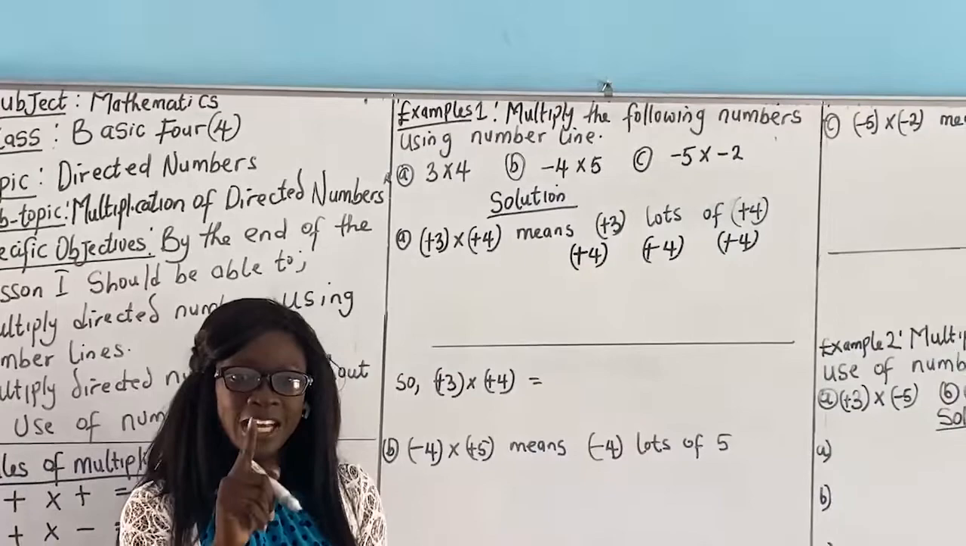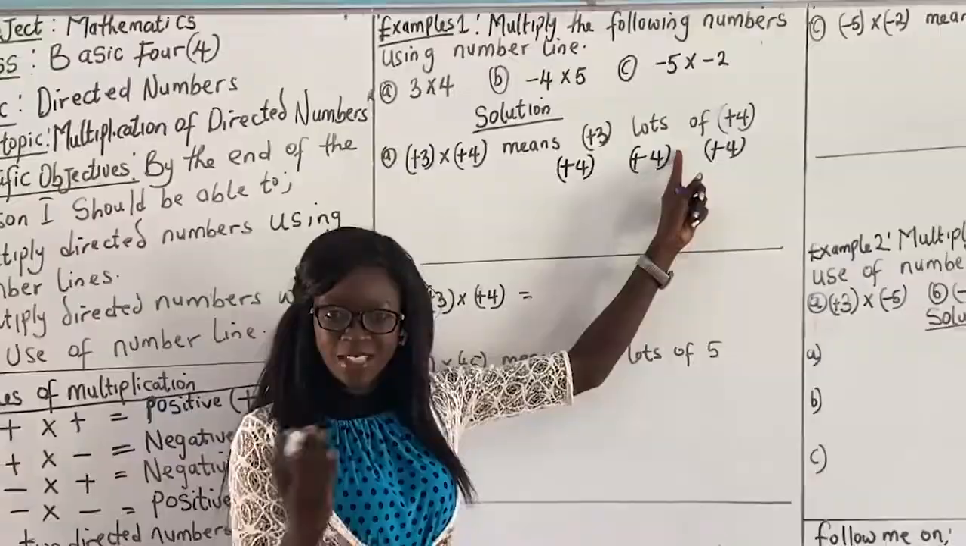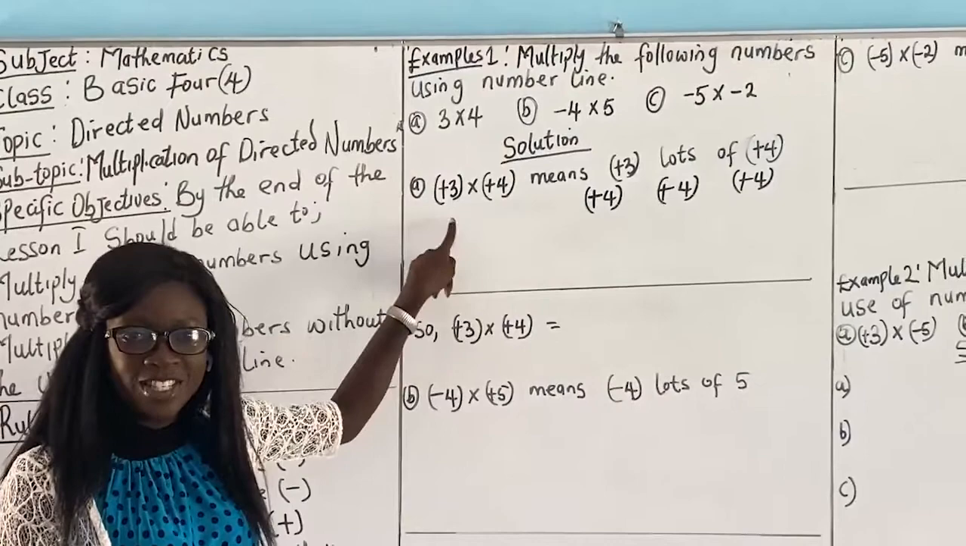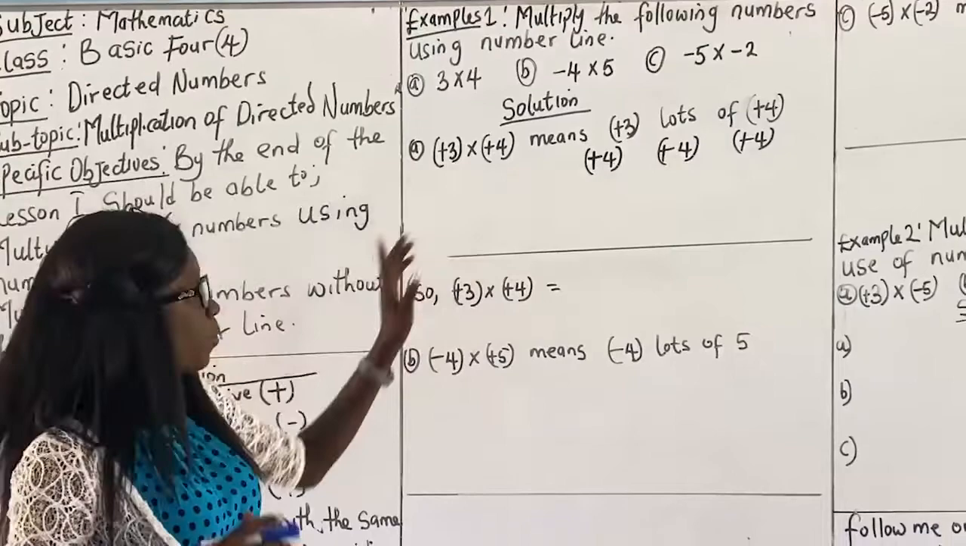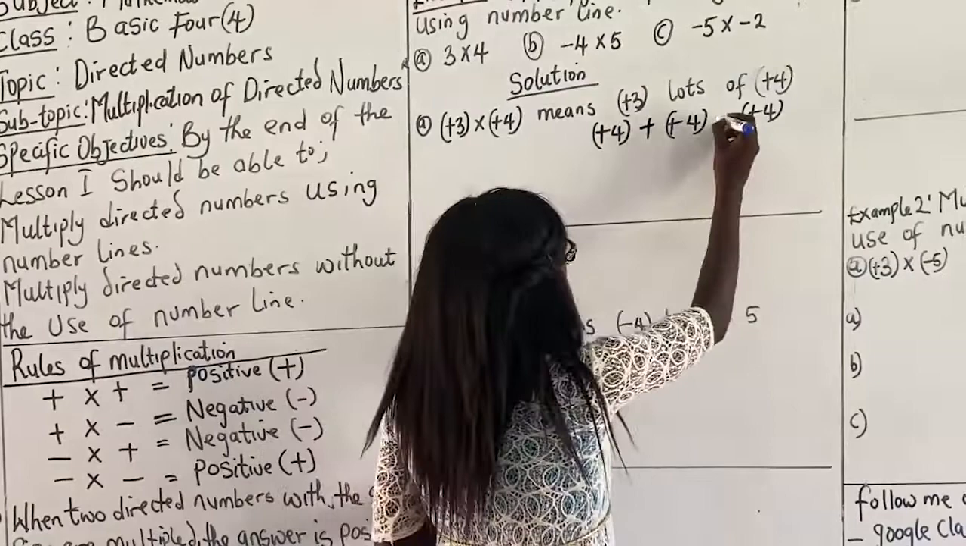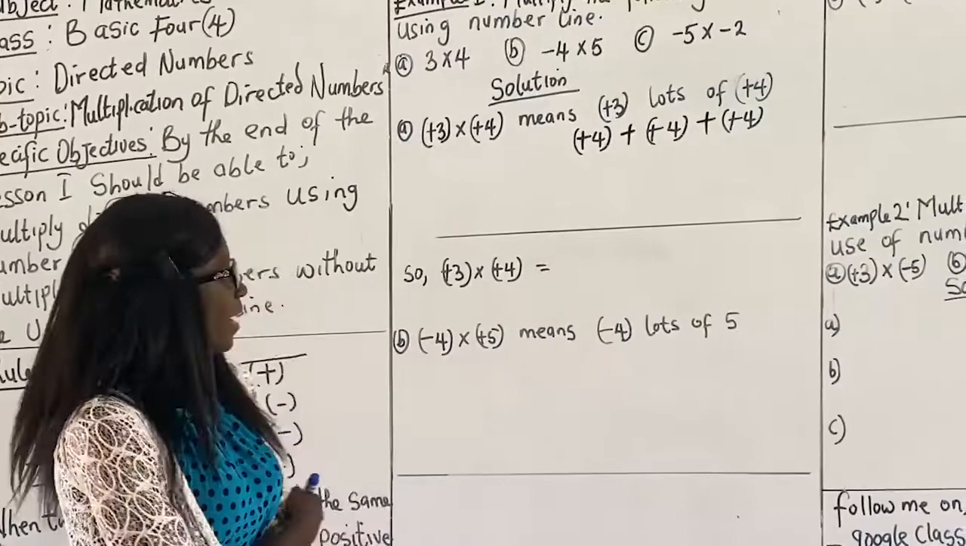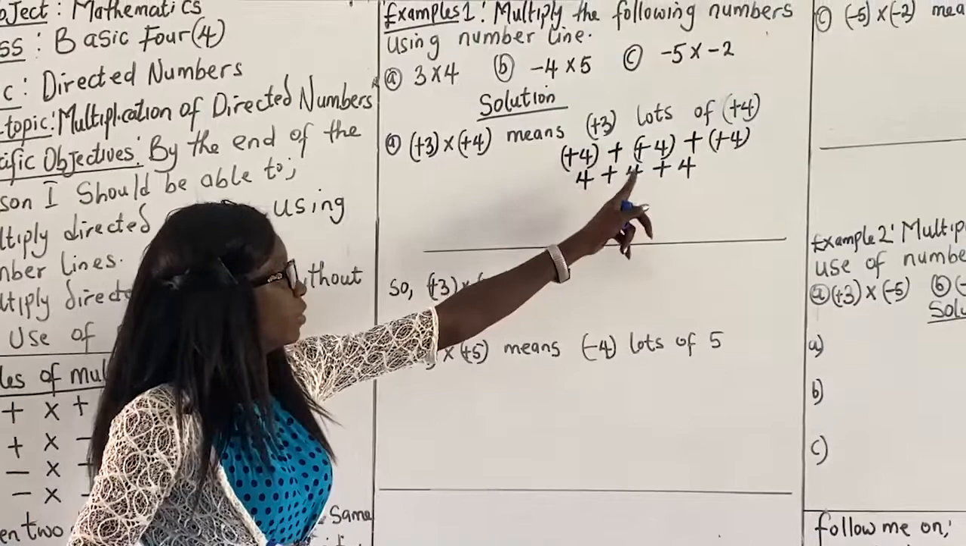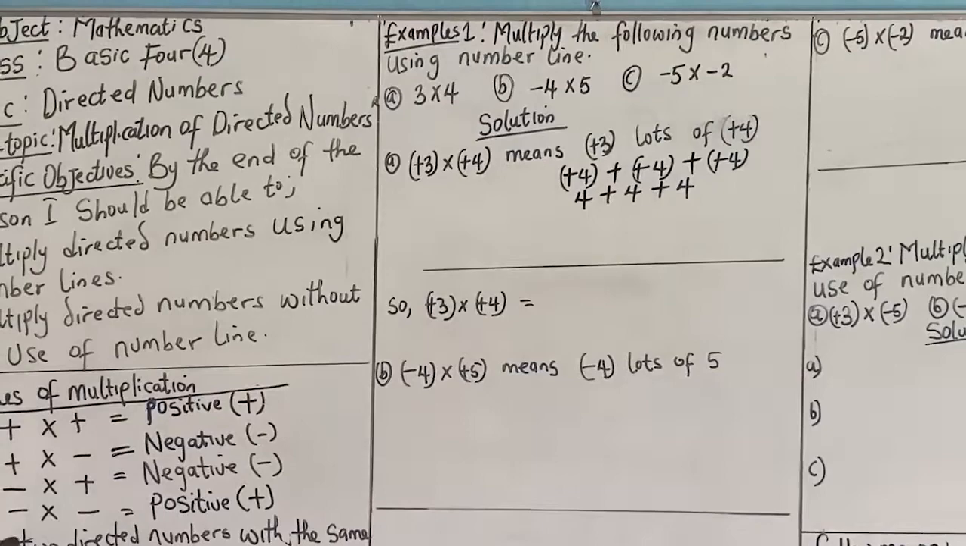But another thing, we are not done. We have to put a sign here. How can we know the sign that we put? What will help us know the sign is the sign of the first number that you're multiplying. You see that the first number here is 3, and 3 is positive. So we are safe. We come here and put positive, and here we put positive. Is that fine? Yes, it's fine. So if we open this up, it's just going to be 4 plus 4 plus 4, because plus, plus, plus will give us positive.